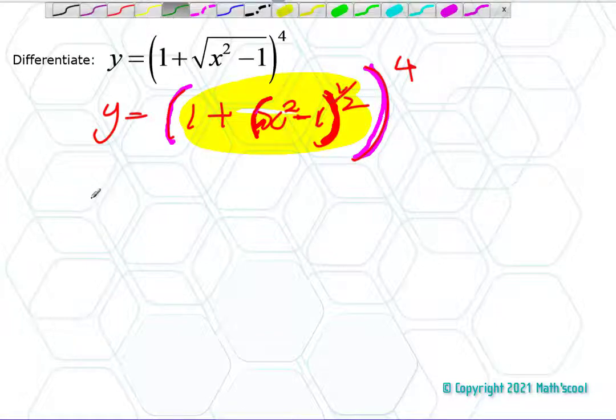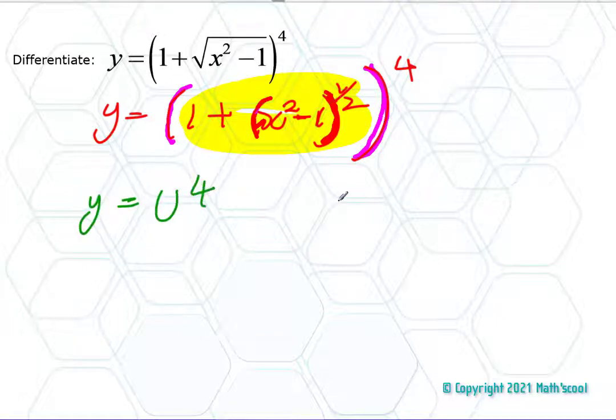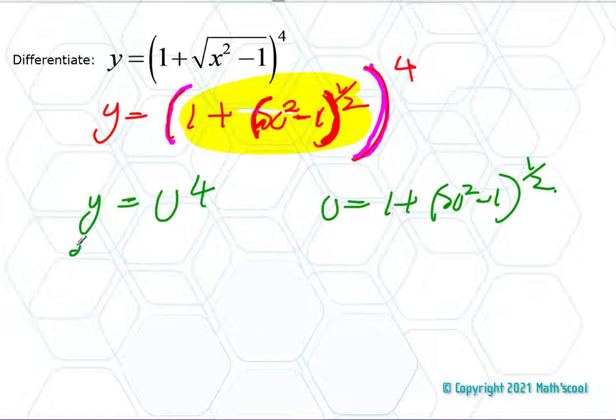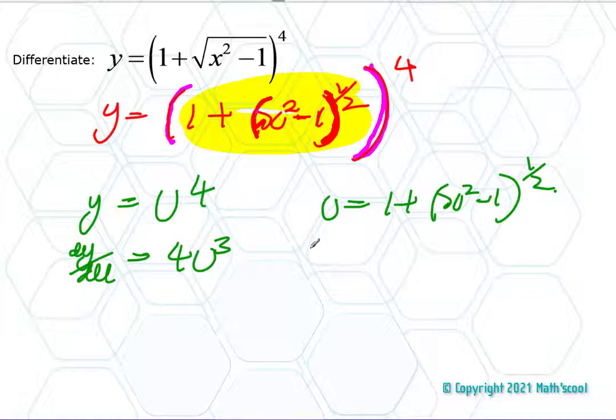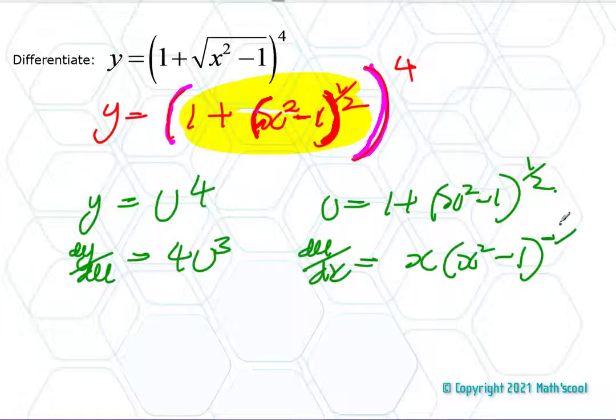So it's going to be y equals u to the 4 and u equals 1 plus x squared minus 1 to the power half. And then we differentiate this, dy by du equals 4u cubed, du by dx equals, and we're using the chain rule here because it is a double chain rule situation, but this chain rule we can just do by sight. We don't need to go to first principles for that. So the half is going to come down, it's going to multiply by the 2x, it's going to be x squared minus 1 to the minus a half.